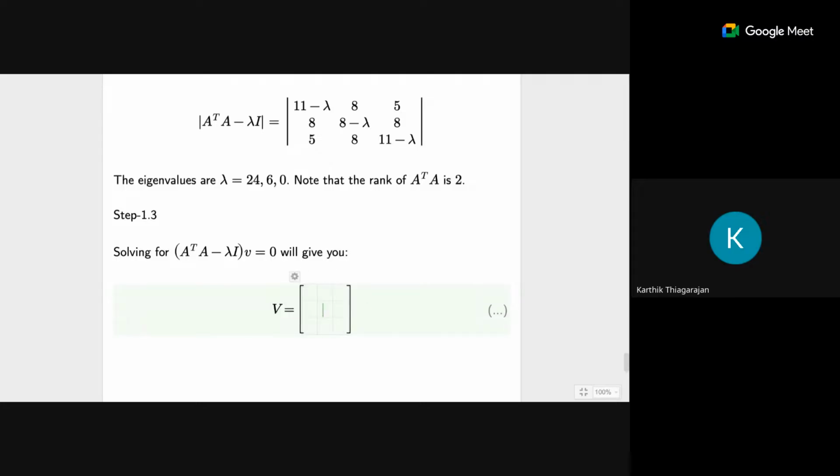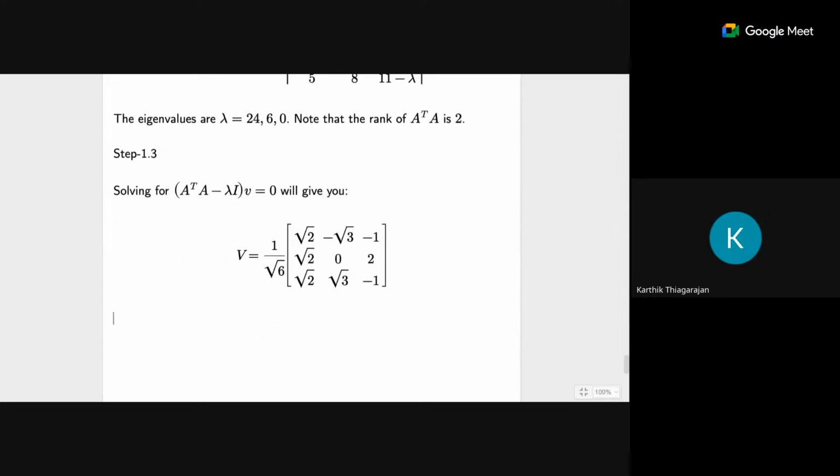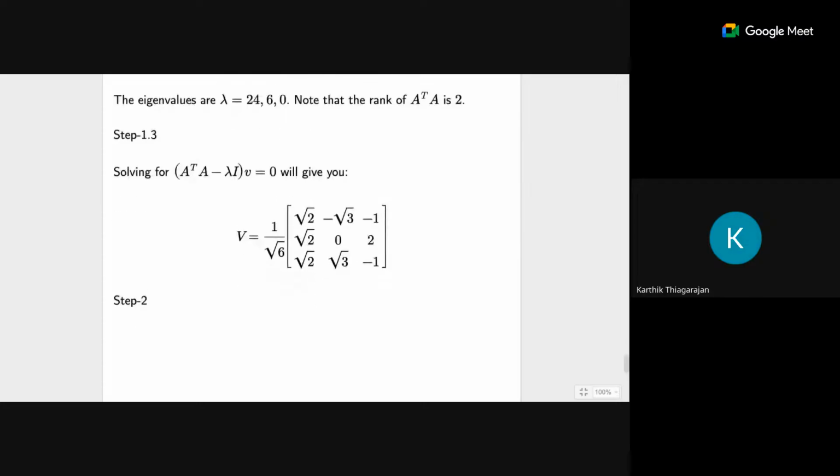We'll just focus on the important part now. You get V to be 1 by root 6, 1 by root 2, and 1 by root 3, with vectors 1, 2, 1; minus 1, 0, 1; and minus 1, 1, 1. I hope you all know how to compute this. Row reduction will give you three vectors. Even though we haven't done it explicitly, I hope you know how to do this. Yes, sir. Okay, so step two is clear.